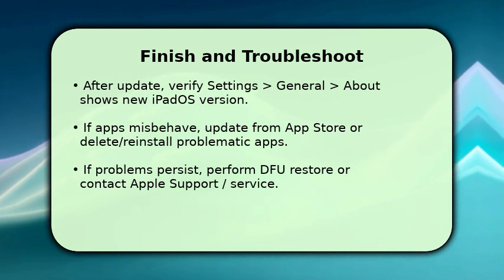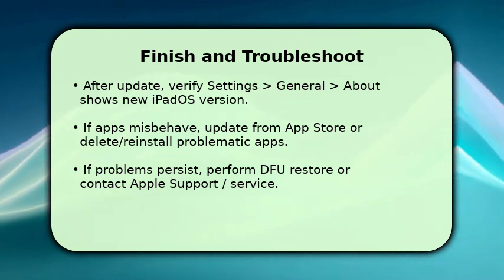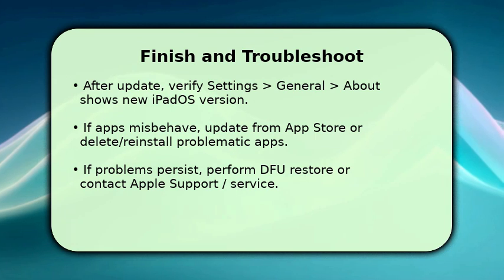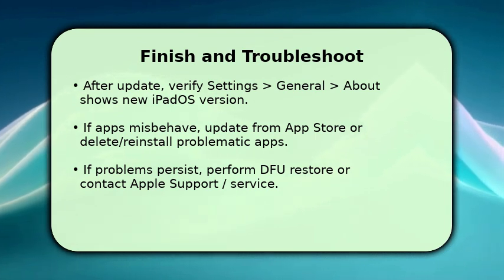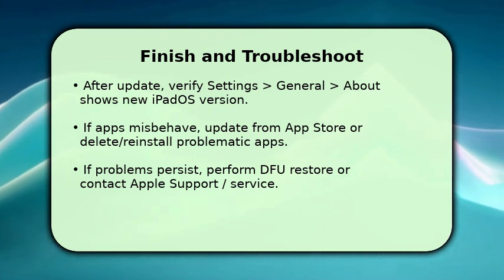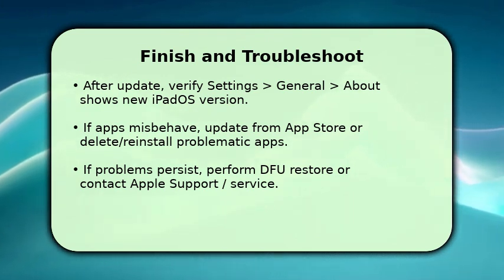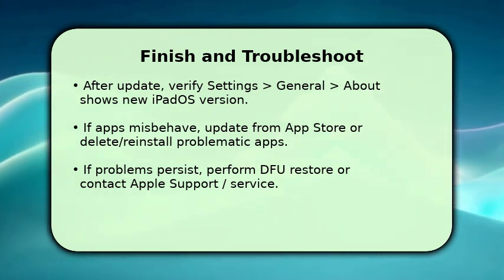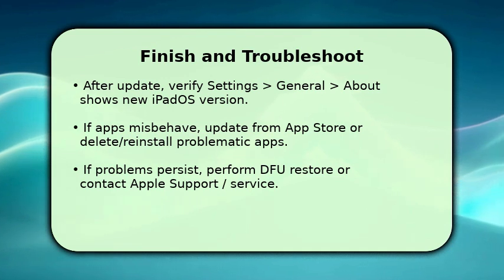If an app or feature still fails, try resetting network settings or uninstalling and reinstalling that app. If things still go wrong, perform a DFU restore from a computer using your backup, or contact Apple support. DFU is the deepest restore and usually fixes persistent firmware issues.